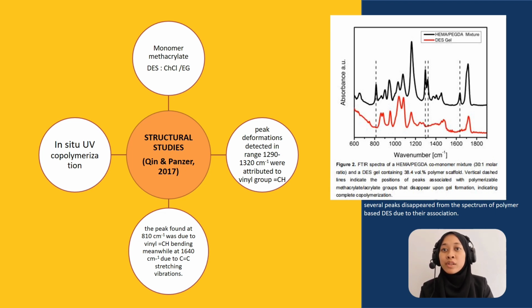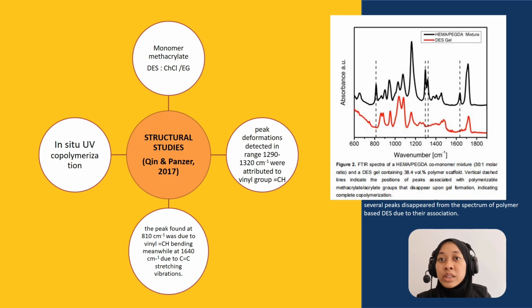Structural study of polymer electrolyte incorporated with deep eutectic solvent can be analyzed through FTIR. According to Kate and Panzer, 2017, their studies involved in situ UV copolymerization with the monomer used, metal acrylate, and choline chloride with ethylene glycol as the eutectic solvent, which shows peak deformation detected in the range 1290 until 1320 cm, attributed to the terminal group double bond CH. Besides, the peak found at 810 cm was due to vinyl double bond CH bending.